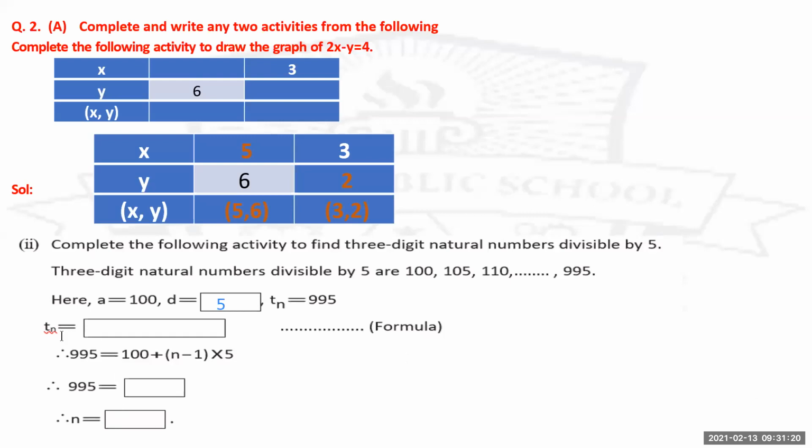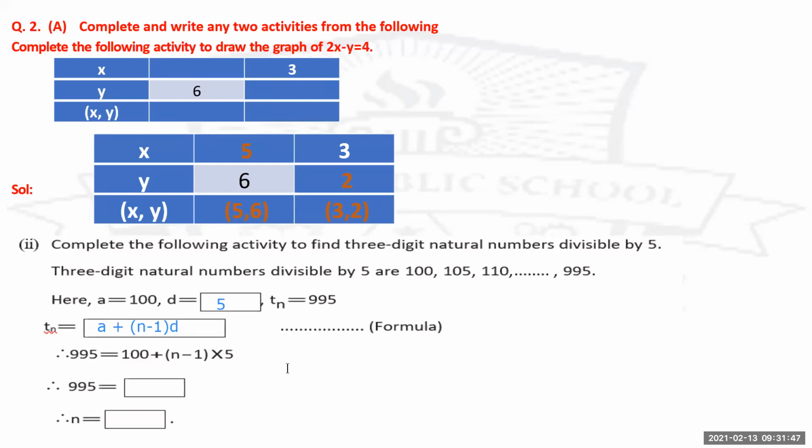Now here, they have asked you tn equals, and in the bracket, they have asked you the formula. So you write the formula Tn equals a plus (n minus 1) into d. Very simple. You'll get marks like this only here. Check. a plus (n minus 1) into d. Very simple.